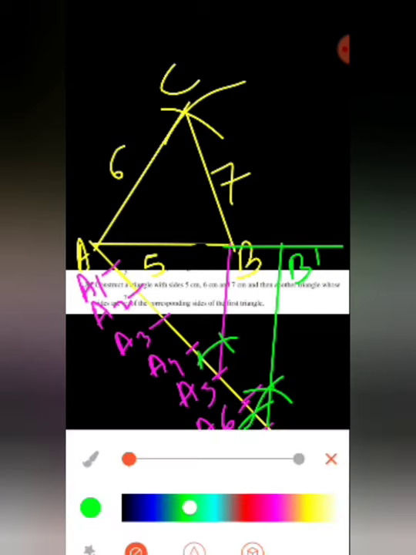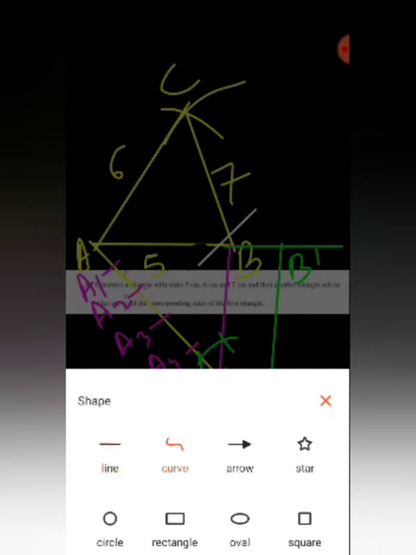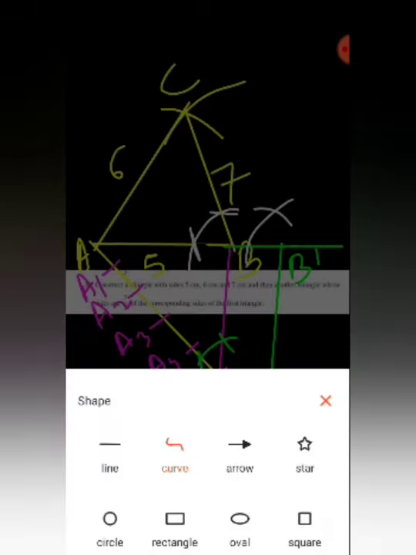After this, you make an arc at B like this. Make an arc at B, and with the same measurement make an arc at B dash. Measure the distance from here to here and make an arc. After that, you join your B dash to that arc so that it would be parallel to CB. Yes, BC or CB, it's same.